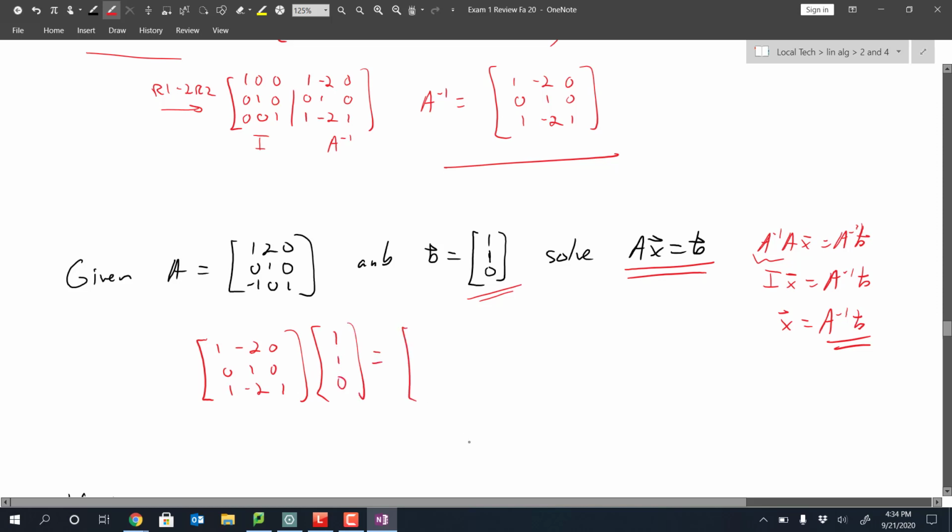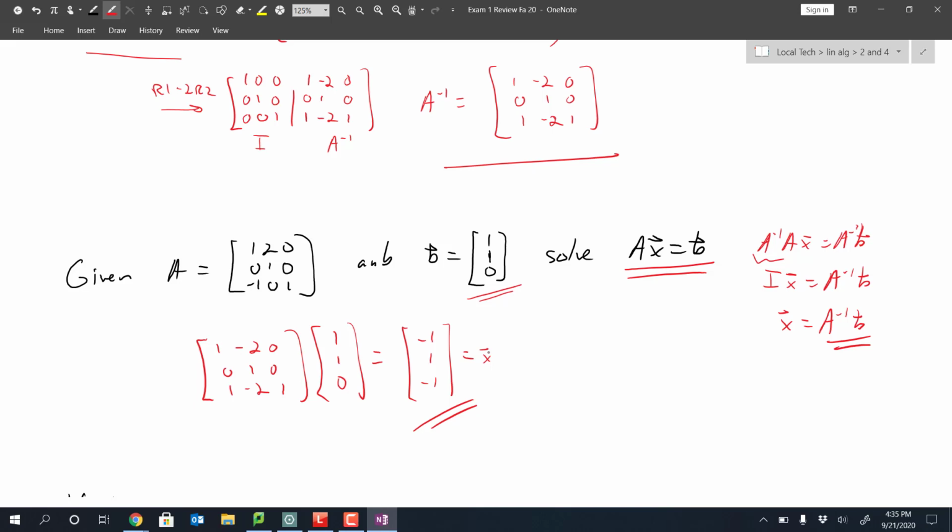All right, when I do that, I'm basically adding the first and second columns. That's what multiplying by 1, 1, 0 will do. So I'll get negative 1, 1, and negative 1 here. There's my solution. And of course, this is the x, my solution. And if I multiplied A times x, I could verify that it gave me b. That would be another way to check my work.